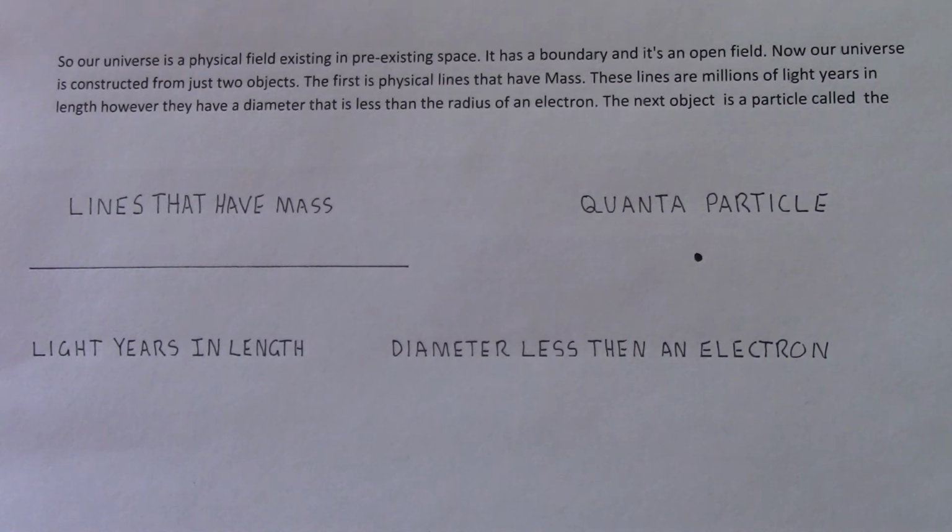Now, these lines are not rigid, so they are flexible. However, they are solid and they have mass. So the next object that makes up the universe is a particle I have called the Quanta particle, and it's the most numerous object in the universe. So this particle also has mass, and its diameter is the same as the diameter of a line. Its energy is kinetic, and its collisions are fully elastic.